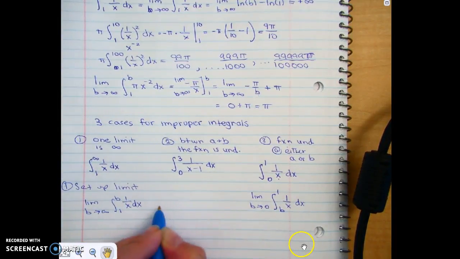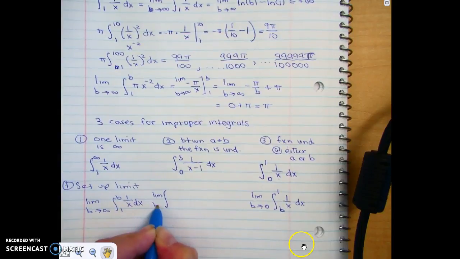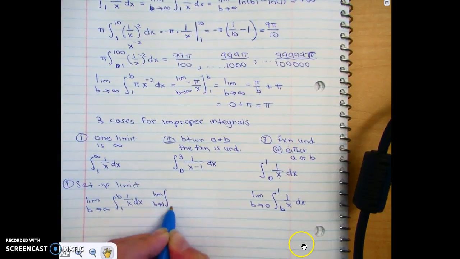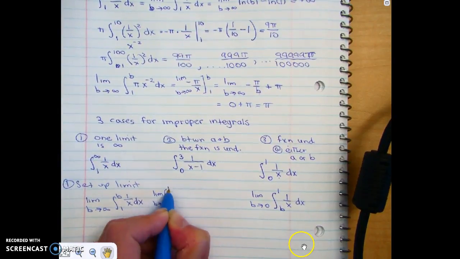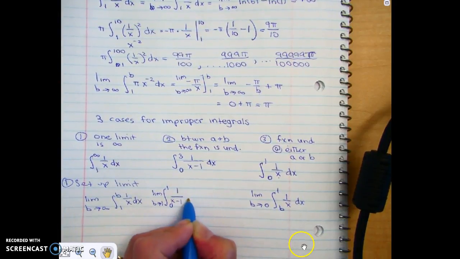Okay. And then here, the way you have to set this one up is you actually have to use 2 limits. So we're going to use 2 letters. So we're going to do the limit as b approaches 1 and we're going to go from 0 to 1 of 1 over x minus 1, and then dx.